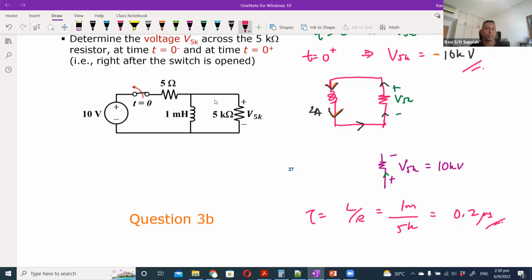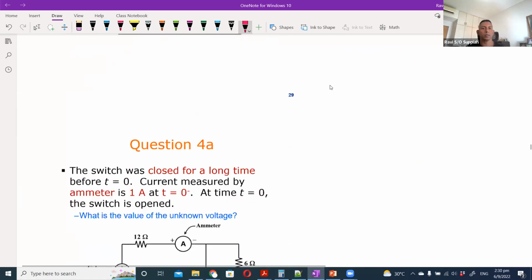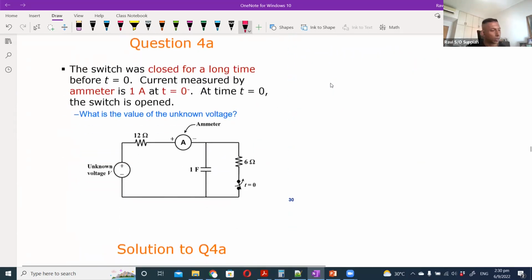Okay, so that is this question here. Okay, so we can go on to question 4. So question 4, again, RC circuit. The switch was closed for a long time before t equals 0. The current measured by the ammeter is 1 ampere at t equals 0 minus. At t equals 0, the switch is open. What is the value of the unknown voltage?